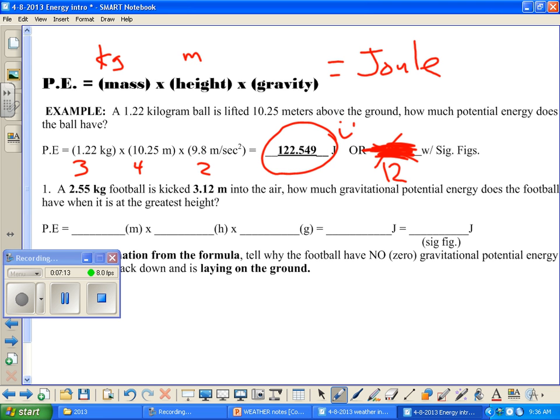Is it likely, if I had $122.549, would I round it off to $12? No, I got robbed. How do I keep the 1 in the hundreds place value? I have to put a 0 there to hold its place. So I will round off 122.549 to 120.